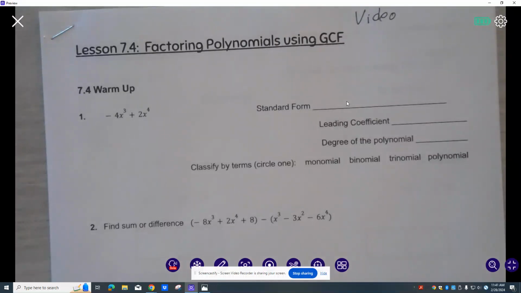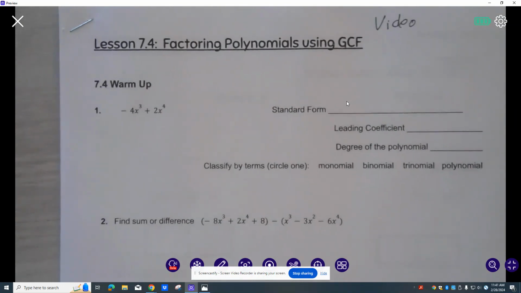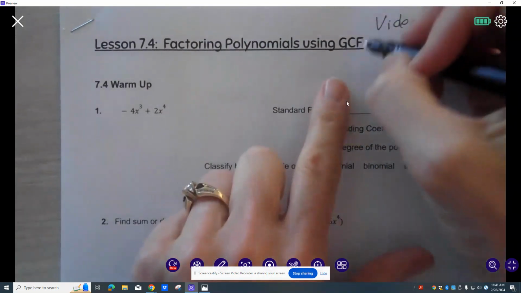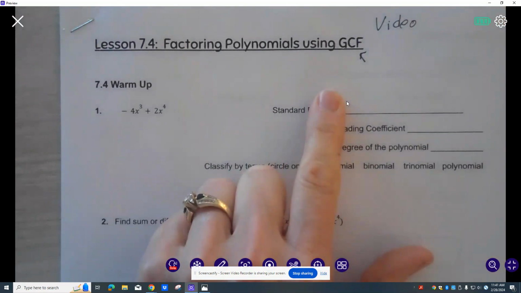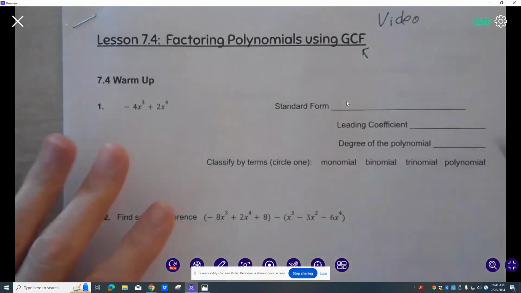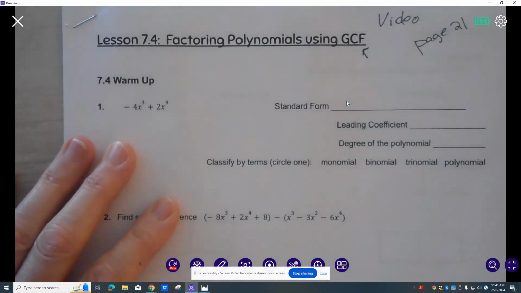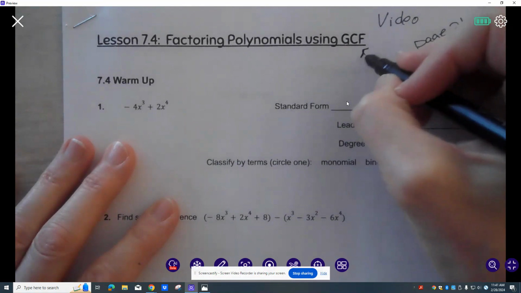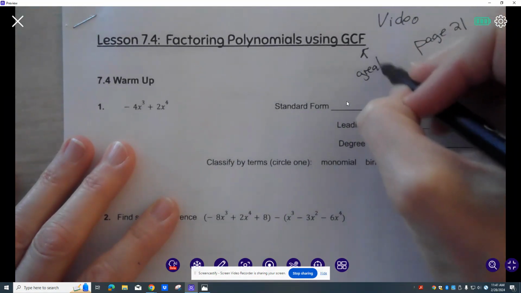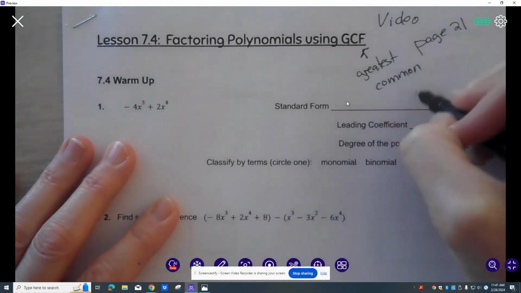Hey, Algebra 1 students, this lesson is for 7-4, factoring polynomials using GCF. In case you forgot what GCF is, oh, by the way, this is page 21 in your note packet. GCF, you might remember, stands for greatest common factor.